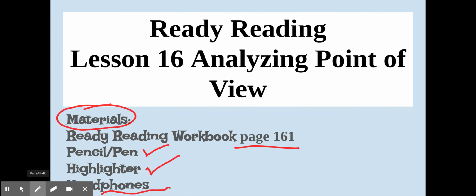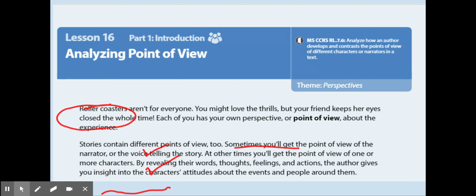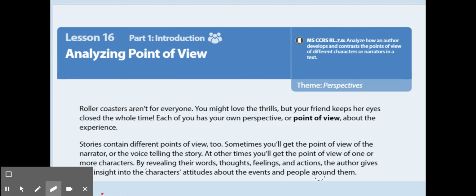All right, so we are going to move on and go to page 161 of our workbook. Let me erase all this stuff that's here. We don't need that right now. All right, so page 161 of our workbook. If you're not there, get there, pause me, whatever you need to do.